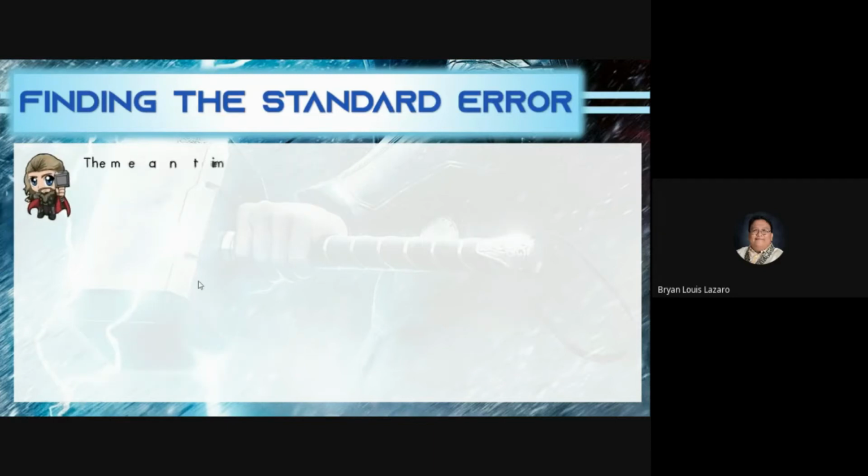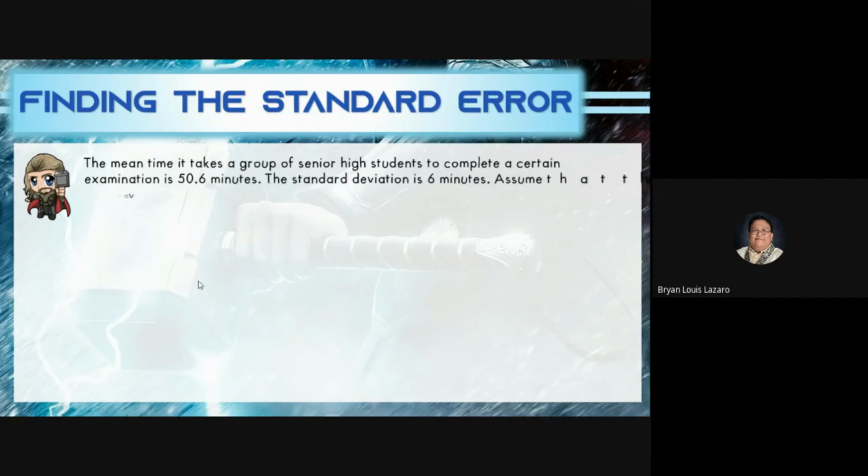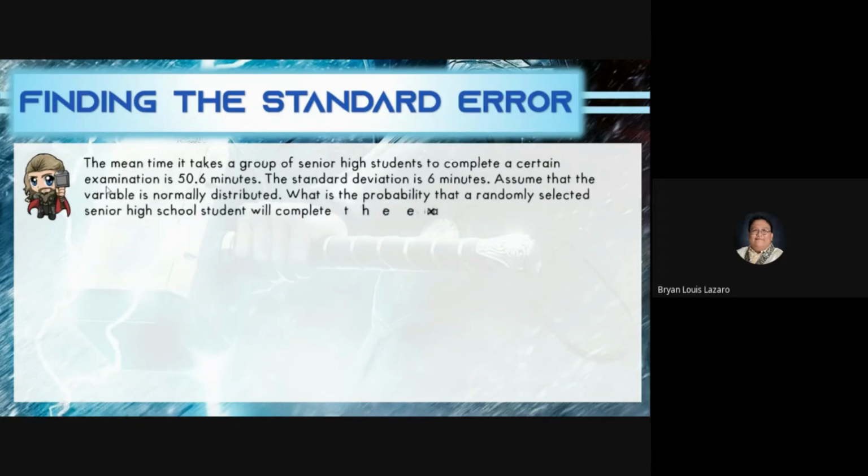So now, the first thing that you must do is to analyze the problem. Look at the problem. This is way different from the problems of sampling distribution of the sample means that we've tackled before. Alright, so as you can see here, the mean time it takes a group of senior high students to complete a certain examination is 50.6 minutes. The standard deviation is 6 minutes. Assumed the variable is normally distributed, what is the probability that a randomly selected senior high school student will complete the examination in less than 48 minutes?